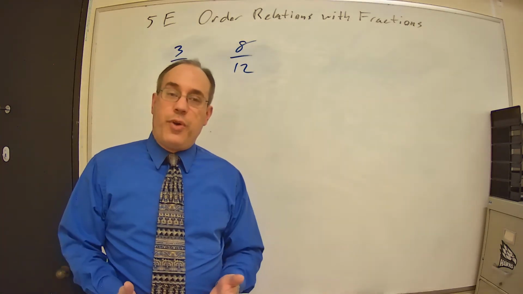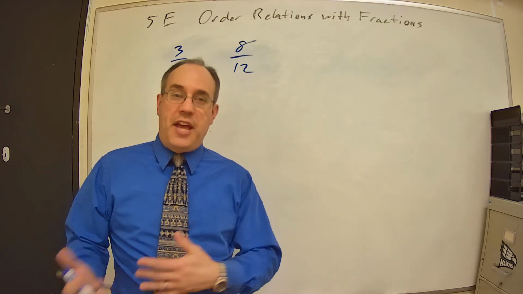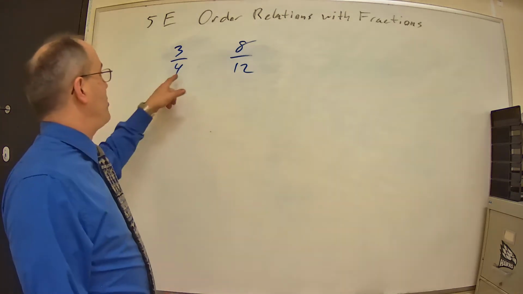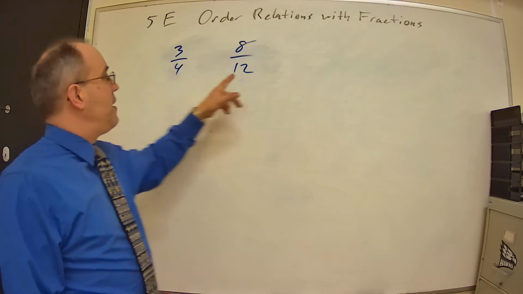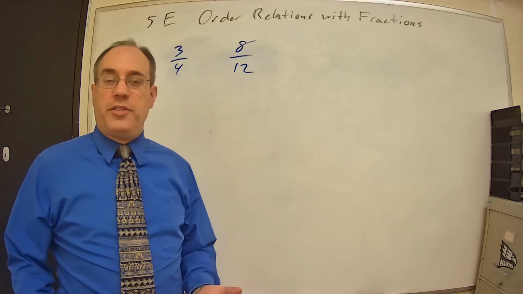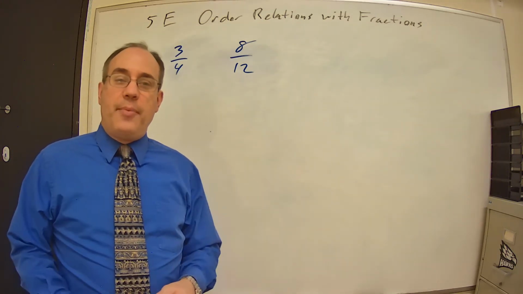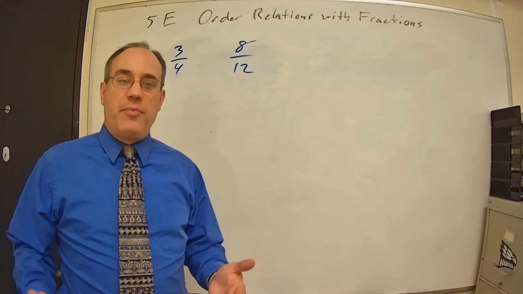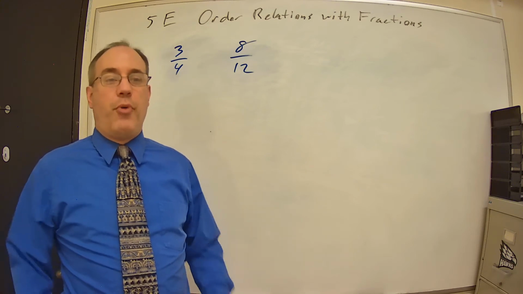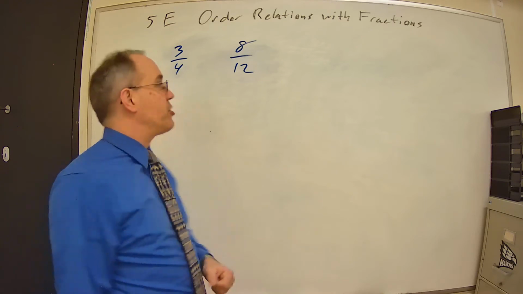The easiest way to compare them is to compare apples to apples instead of apples to oranges. Right now we're dealing with something broken into 4 pieces and something broken into 12 pieces. Well, a common denominator will allow us to compare them, because now we can say, what if they're both broken into this many pieces? How much do I have?